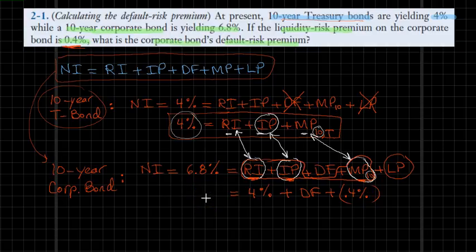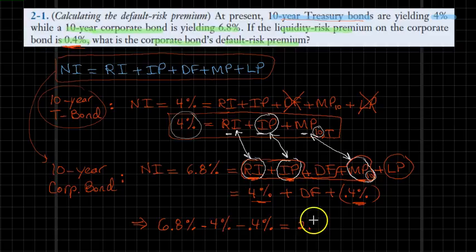And we are pretty much done. The rest of the problem is just some algebraic calculations, and sure enough, I can move the 4% and the 0.4% to the left hand side of our equation. So 6.8% minus 4% minus 0.4%. I believe that figure would be 2.4%. Yes, that should be right. So 2.4% is our default risk premium. This is the result that we were after.